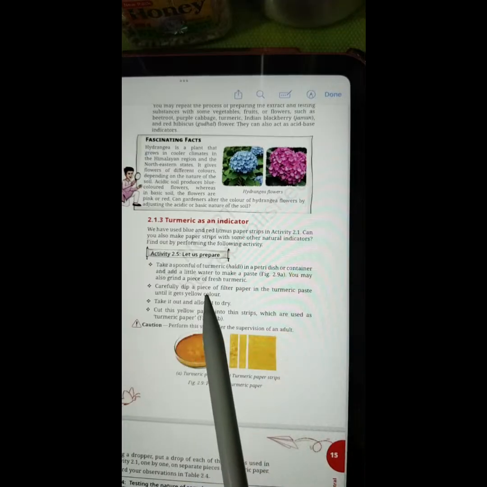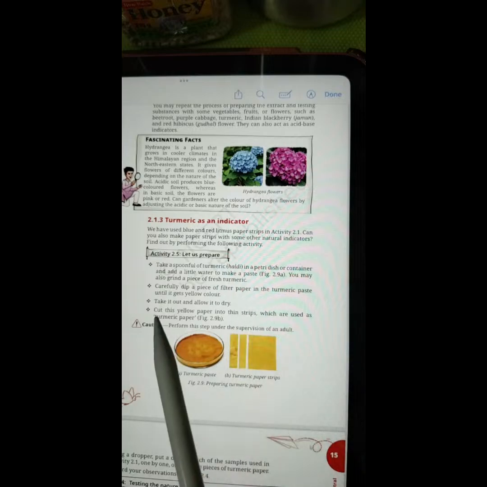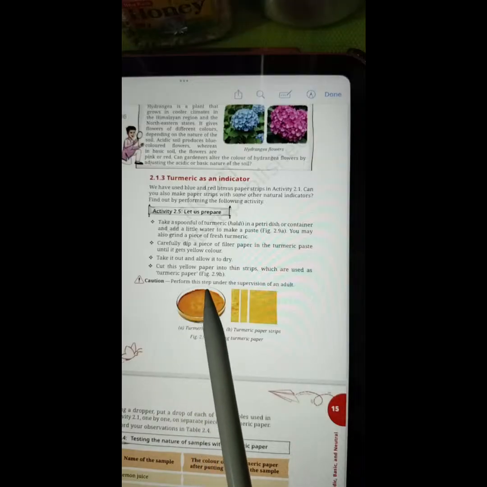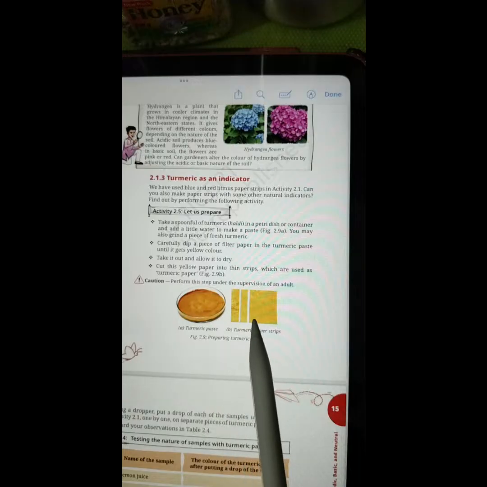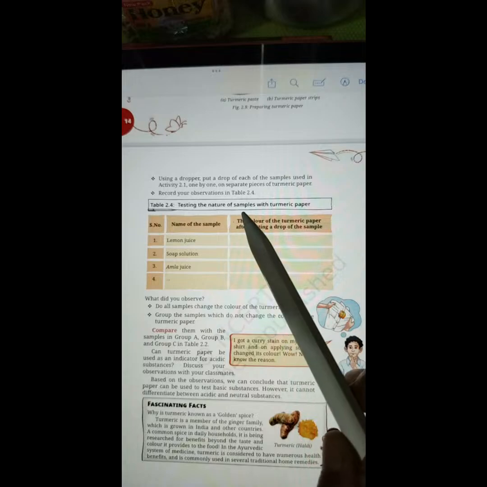You may also grind a piece of fresh turmeric. Carefully dip a piece of filter paper in the turmeric paste until it gets yellow color. Take it out and allow it to dry. Cut this yellow paper into thin strips, which are used as turmeric paper, shown to you in 2.9b. Caution: perform this step under the supervision of an adult. Using a dropper, put a drop of each of the samples used in activity 2.1 one by one on separate pieces of turmeric paper. Record your observations in table 2.4.